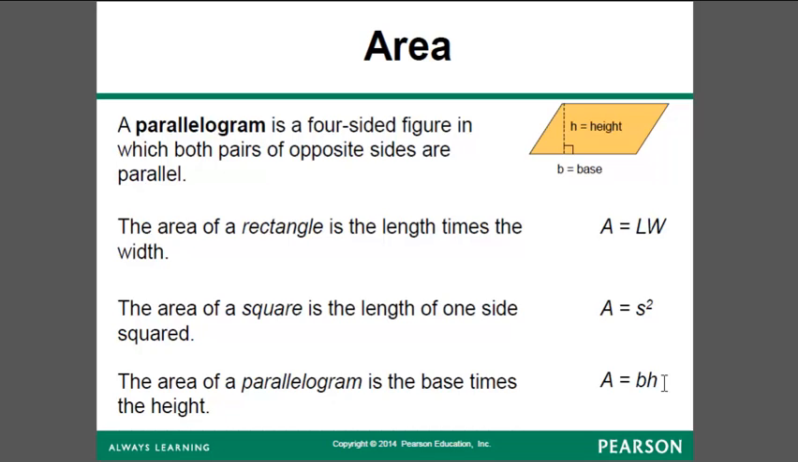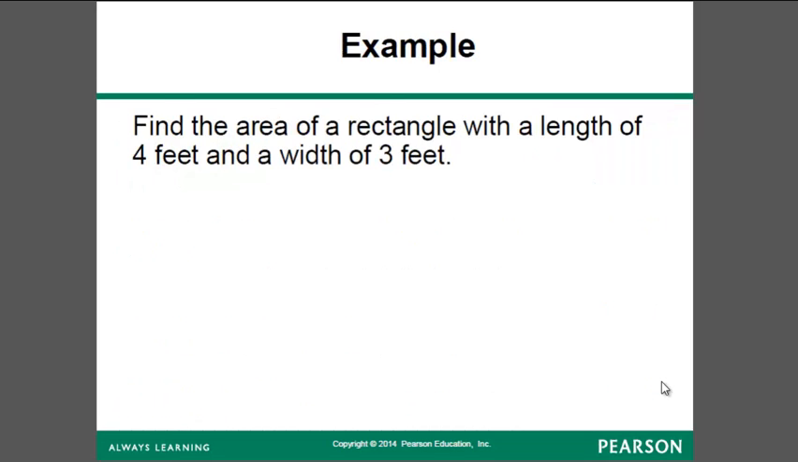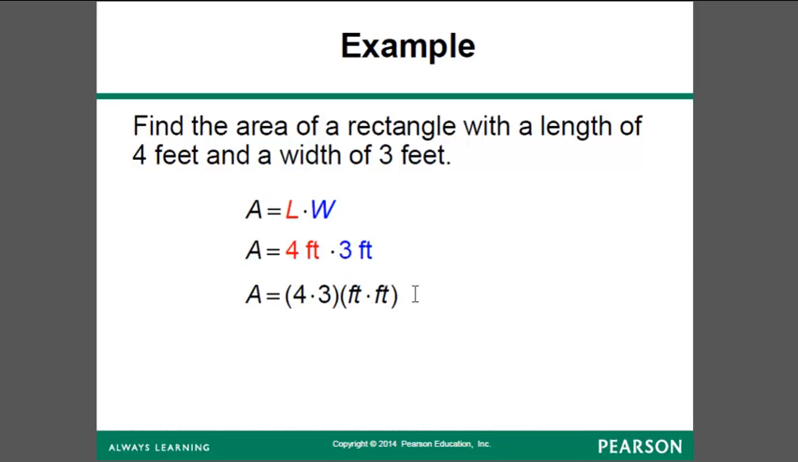Based off of those, I want to find the area of a rectangle with a length of 4 feet and a width of 3 feet. Remember that the area of a rectangle is length times width. Well, in this case, I was given the length and I was given the width. My length was 4 feet and my width was 3 feet. I'm going to use the commutative and associative properties and move my coefficients together, and I'm going to move my units together.